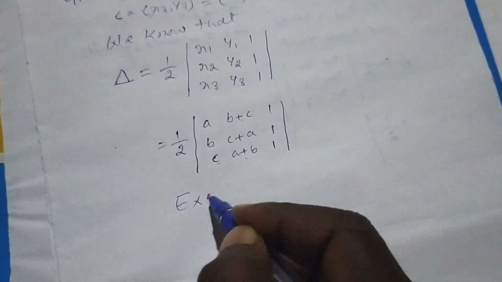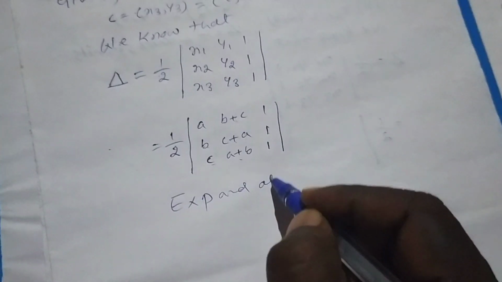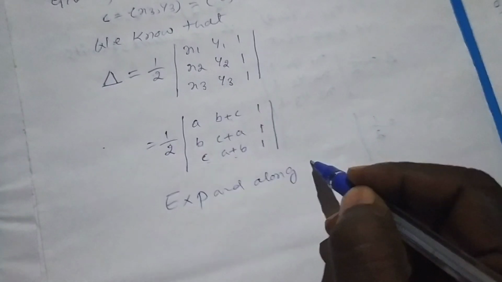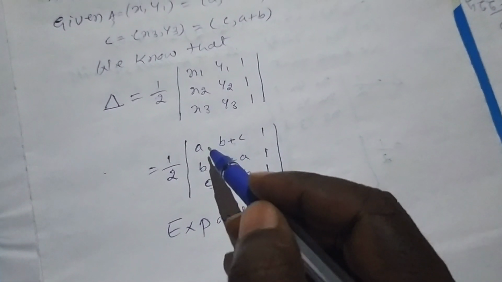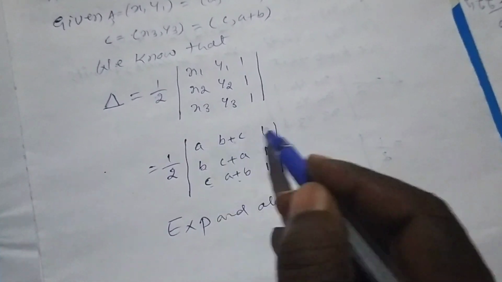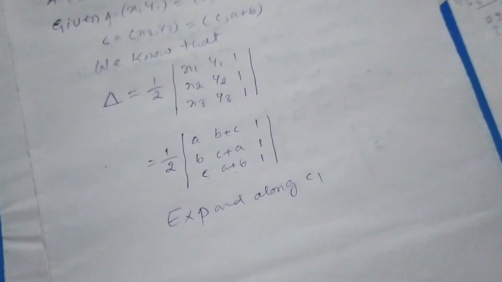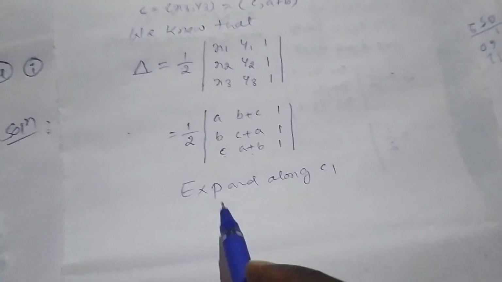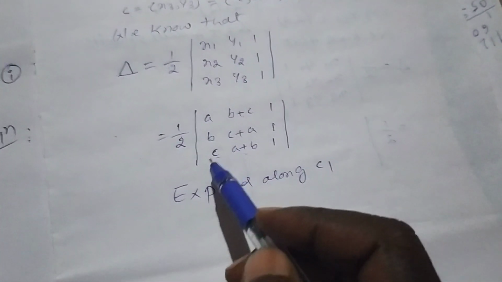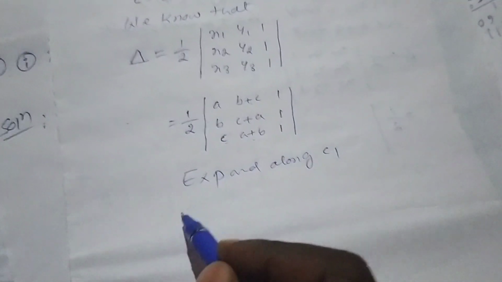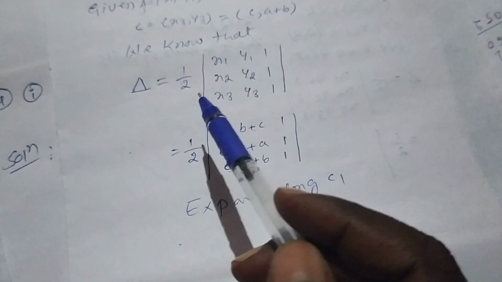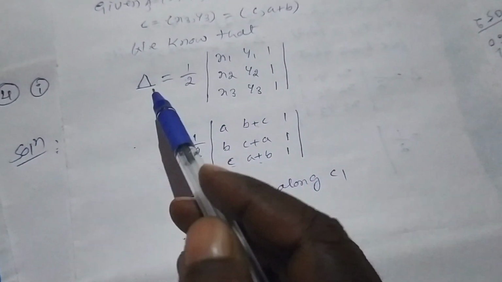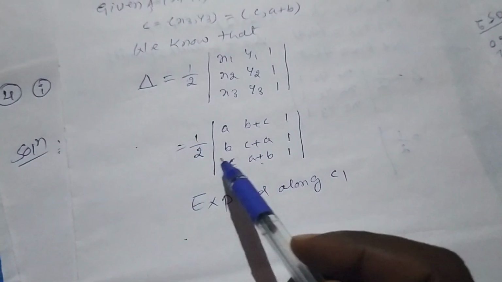Similarly, we put all the values of x2 y2 and x3 y3. Here I am going to expand along C1 for easier calculation. You can also expand along C2, C3 or R1, R2, R3. The result is the same, so that is left to you. But here I am going to expand along C1 because it is quite easy. We are going to prove that delta equals 0 because the area of the straight line is 0.